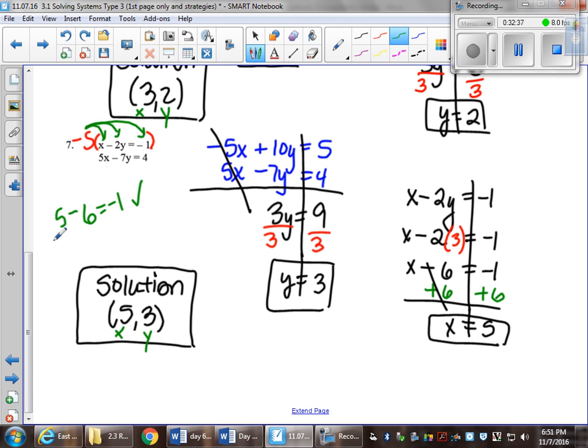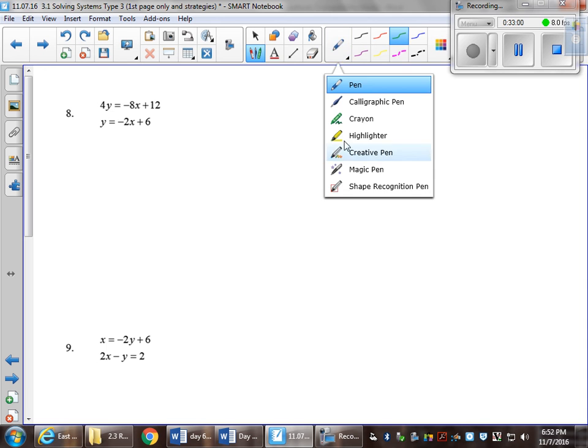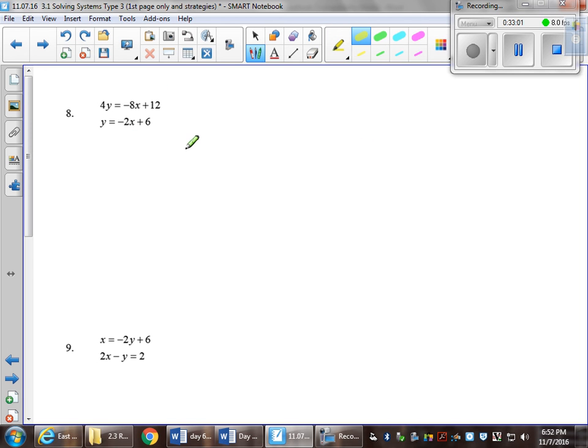Informal check of the second equation. 5 times x is 5 times 5 is 25. Minus 7 times y is minus 7 times 3, which is minus 21. 25 minus 21 is 4. Check. And we're all set. So your assignment is to make sure that this second page, both sides, is done. I would like to just walk through a strategy check with you, so to speak. Number 8, what method will you use?